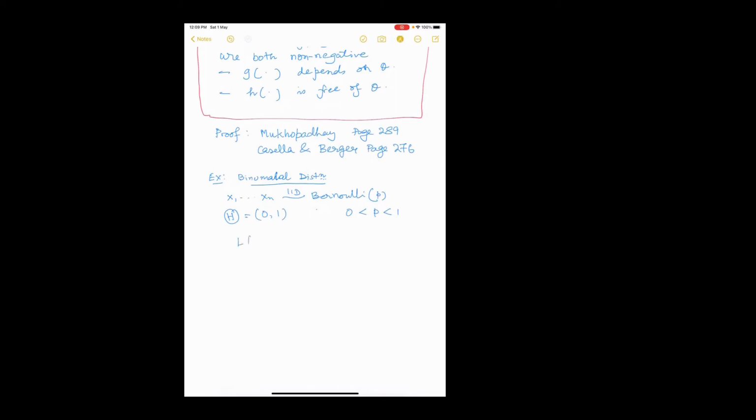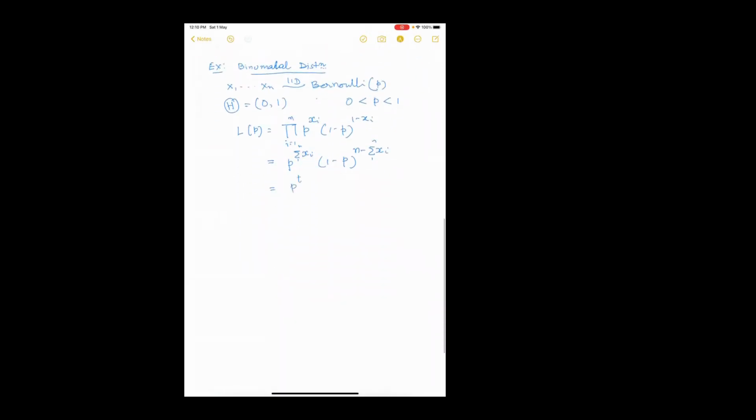And then my likelihood is L(p), the product from i equal to 1 to n of p to the power xi times (1 minus p) to the power (1 minus xi). So I can write this as p to the power summation xi times (1 minus p) to the power n minus summation xi, with i from 1 to n. Now once you write it in this way, I can write this also as p to the power t times (1 minus p) to the power n minus t, where t equals summation xi, i equal to 1 to n.